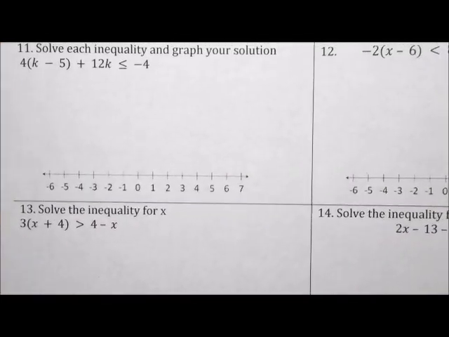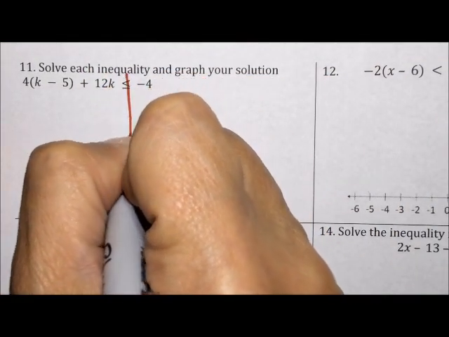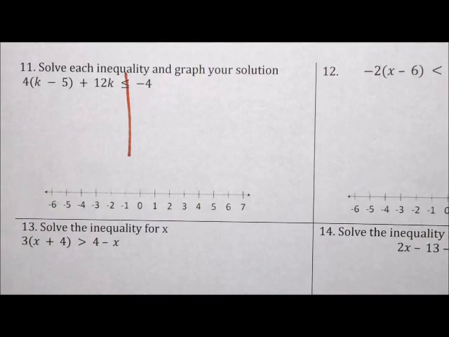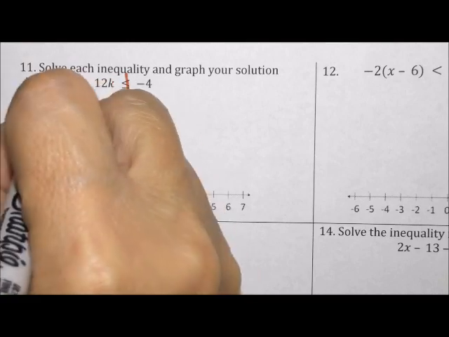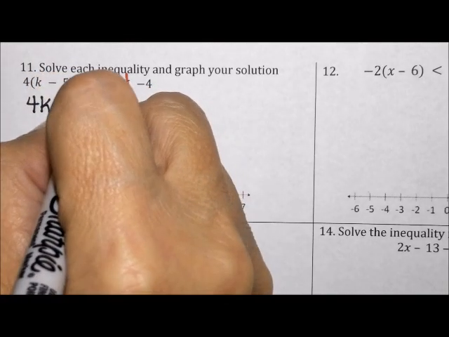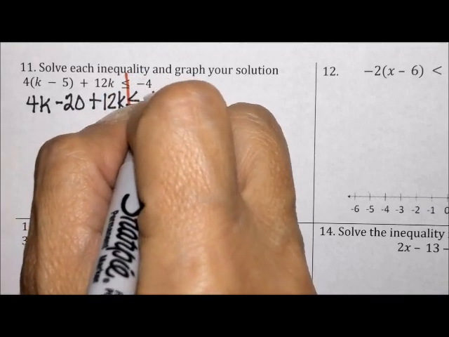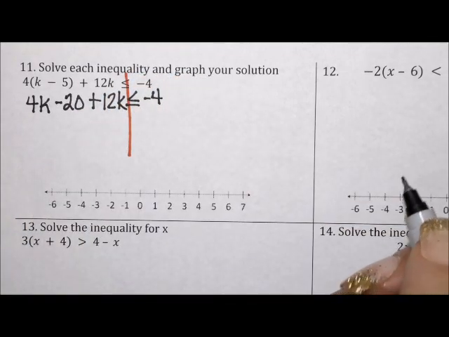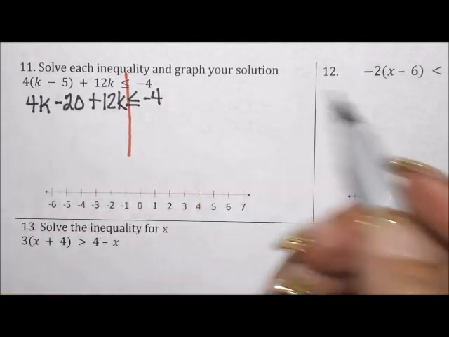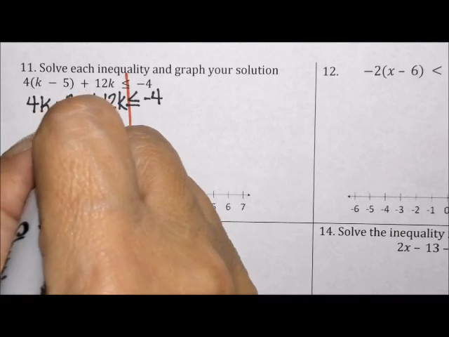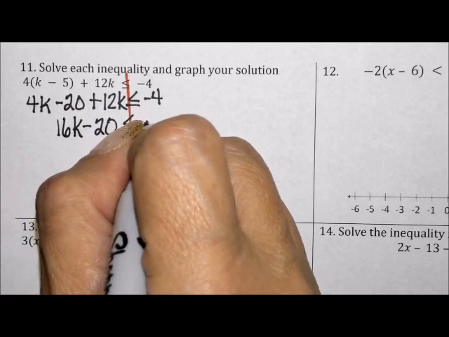Okay, so here we go. Solve each inequality and graph your solution. So hippity-hoppity distributive property. 4k minus 20 plus 12k less than or equal to negative 4. When you have three terms on one side, we know we can put them together. 12 and 4 will give me 16k minus 20 less than or equal to negative 4.